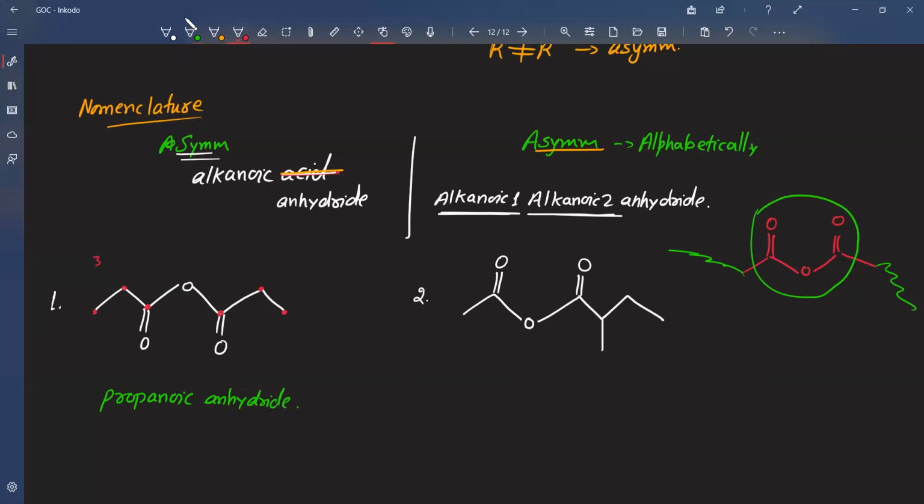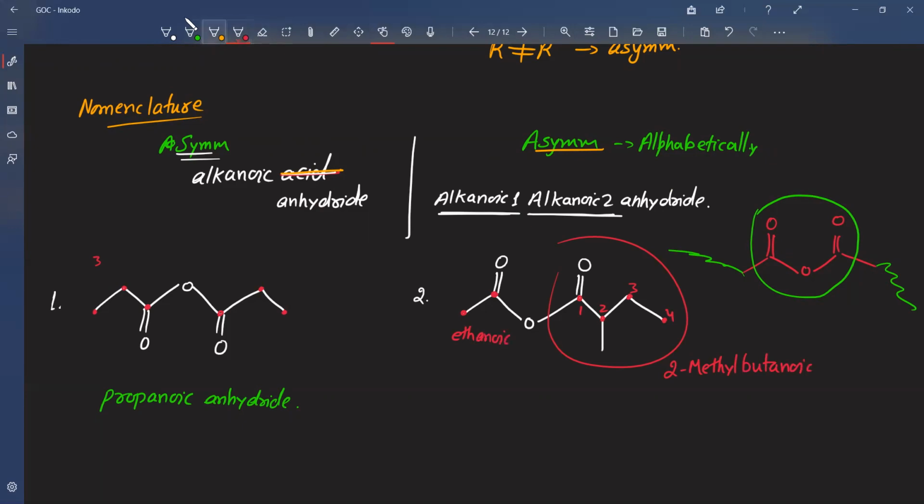And if you see the second one, two carbons on this side, and on the other side one, two, three, four. So first it will be ethanoic, then 2-methylbutanoic. See, this entire thing's name is 2-methylbutanoic, and the other one's name is ethanoic.